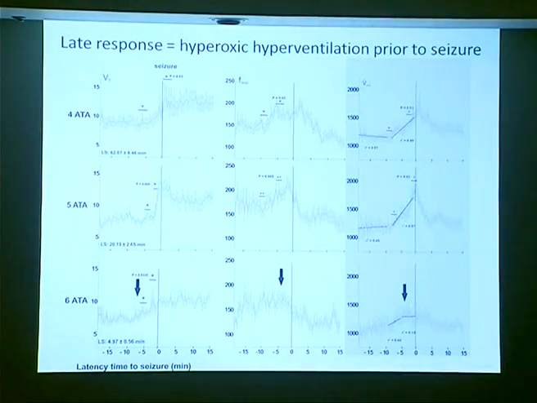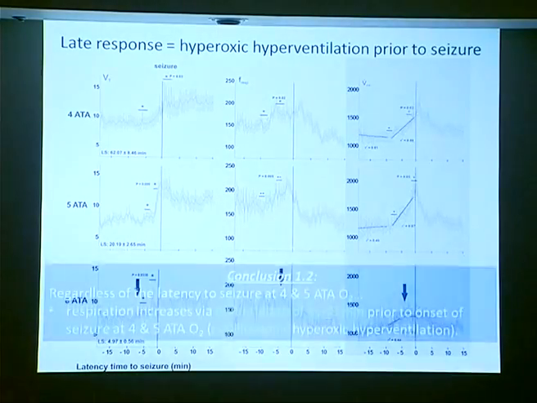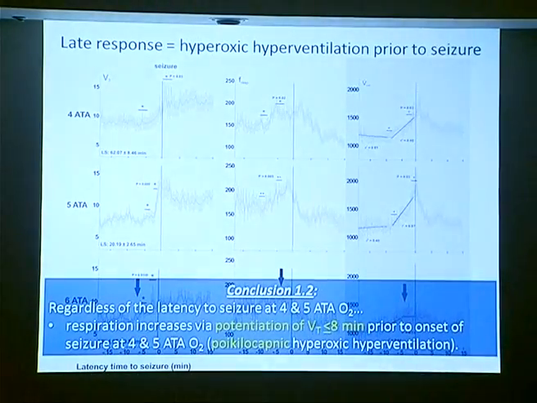At 6 atmospheres, you can't really see it, because the problem you have is this arrow is telling you where on average most of the animals began seizing. Or I should say they seized within the first 5 minutes. So this is kind of a mess in here. So using our ventilation definitely works at 4 and 5 atmospheres. I know some people use 6 atmospheres in anesthetized animals because they think that's necessary. I know they think that overcomes the anesthesia. I think in the awake animals, 6 atmospheres is just too much, at least in our hands. So we do everything now at 4 and 5 atmospheres.